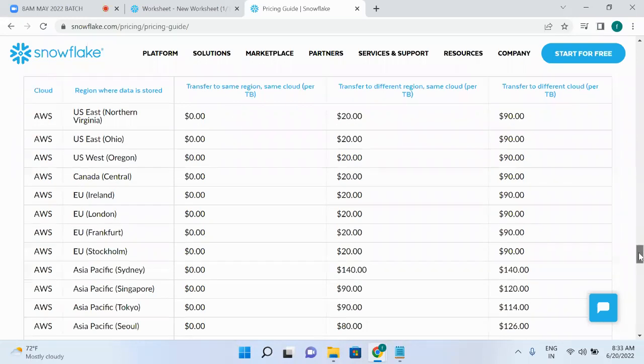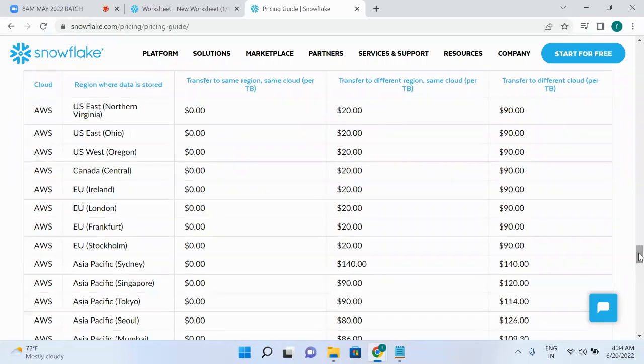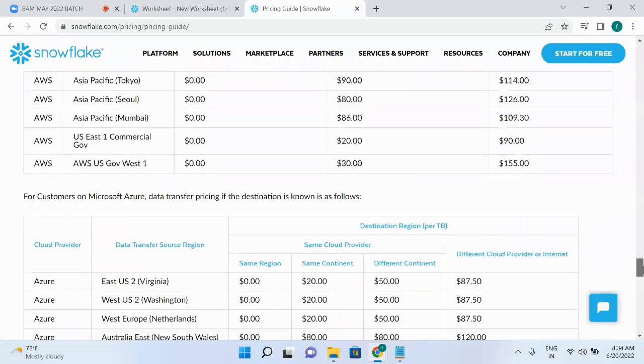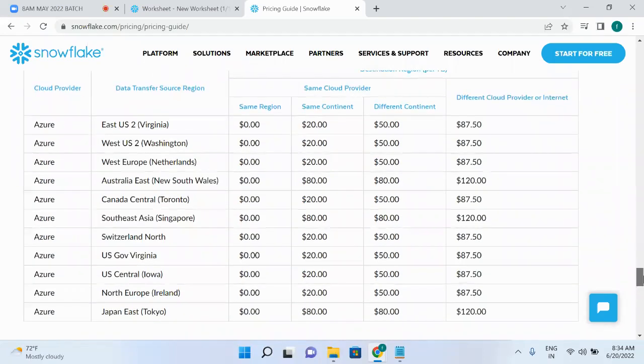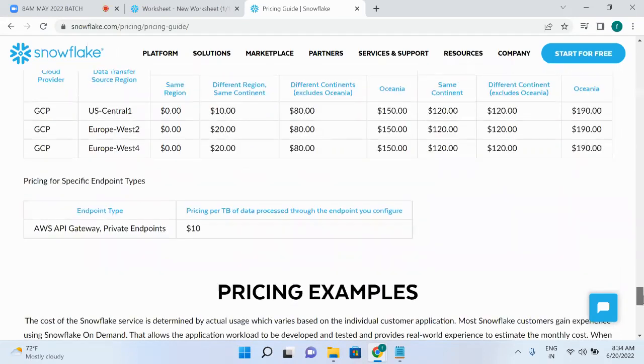These are the charges related to AWS. In the same way, it is available for Azure also when they are changing the charges. So for Azure, within the region, outside the region, and then outside the platform, right? These are the charges for Azure when you are utilizing it.